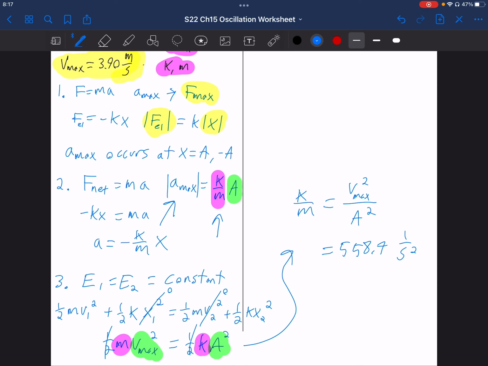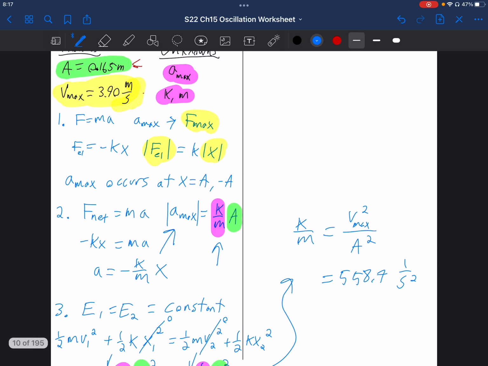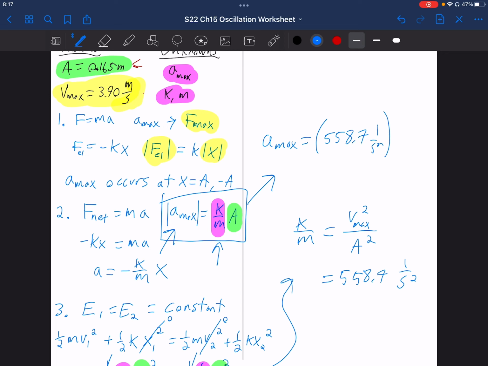And now that I know that, I can go back up here to the equation we derived earlier, and now I know k over m. So now I can say A max is equal to k over m, which is 558.7 per second squared, times my amplitude, which I know, 0.165 meters. And so our max acceleration therefore becomes 99.2 meters per second squared.